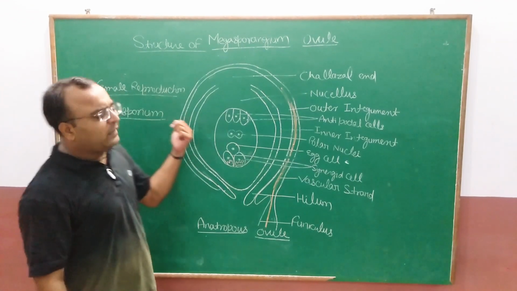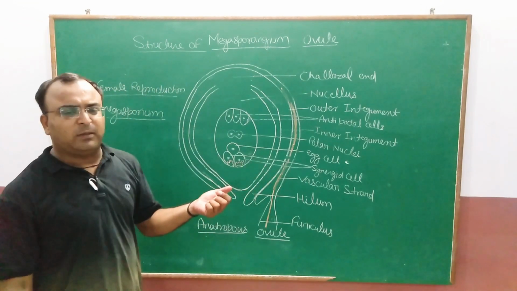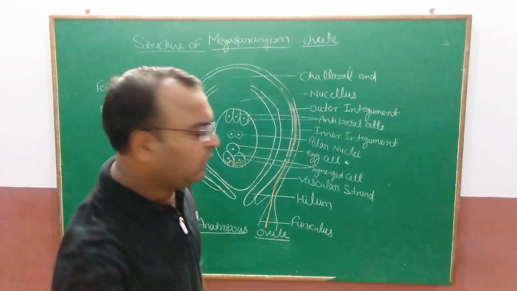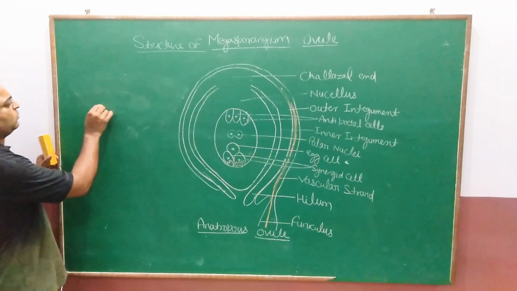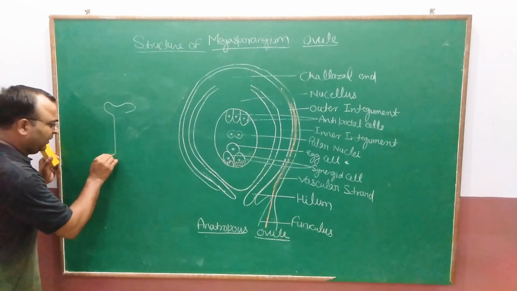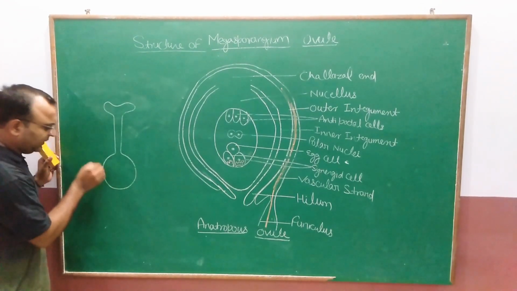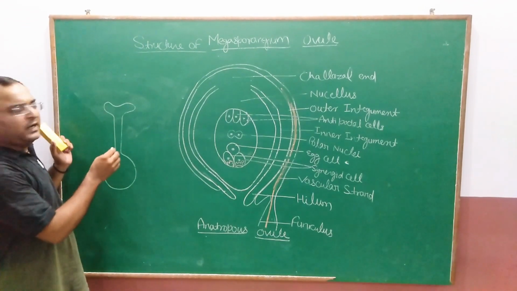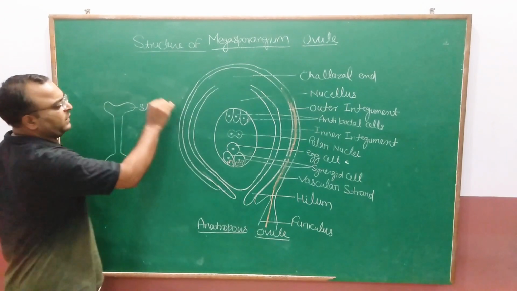So last time we also discussed the structure of the pistil. There are three different parts of the pistil. If we look at the structure, just an overview, there are three parts of the pistil. One upper part that is flat. This part is known as stigma. This is known as stigma.